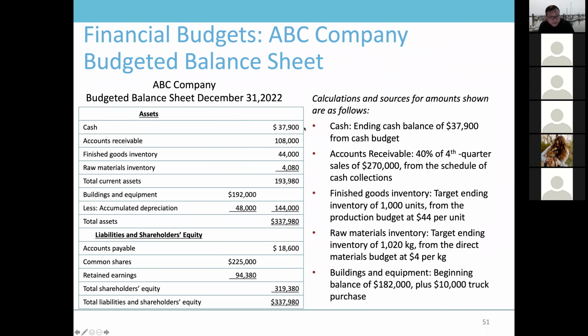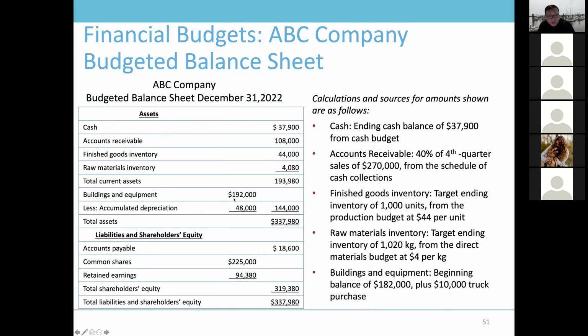So I know where cash from cash budget, accounts receivable. This is also from the cash budget, right? When we are figuring out the collection. Finished goods inventory, this is from the production budget. Raw materials inventory, this is from the direct materials budget. And you add them up, you have a current asset, right? And the buildings and equipment, this is from the capital budget. So you just know that this is from the previous year, right? So this is the cost account, right?